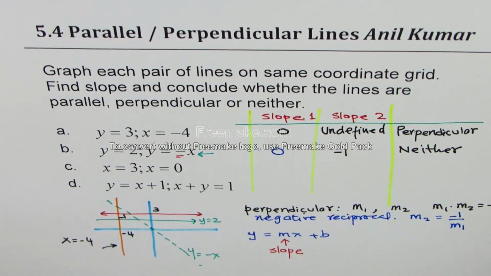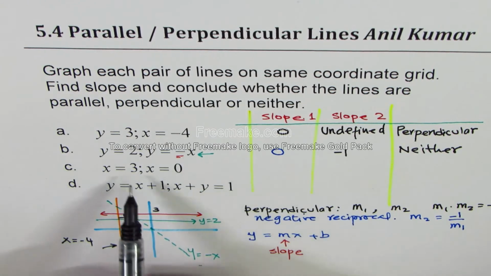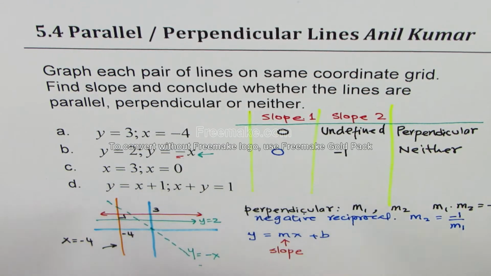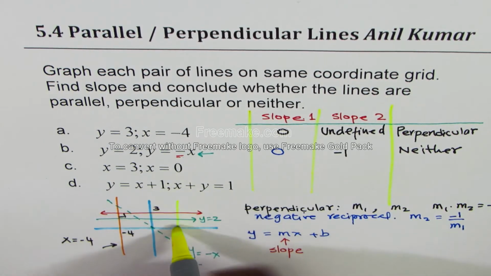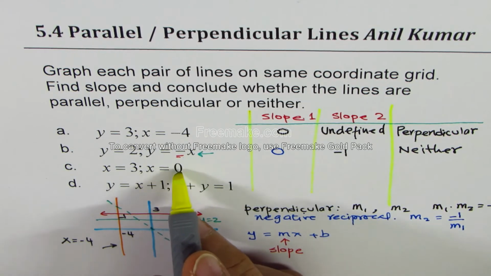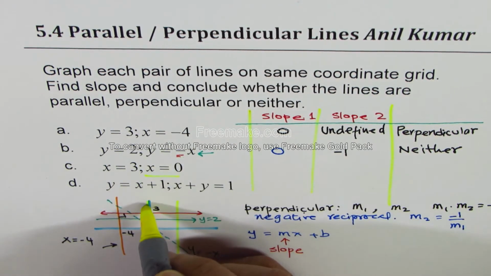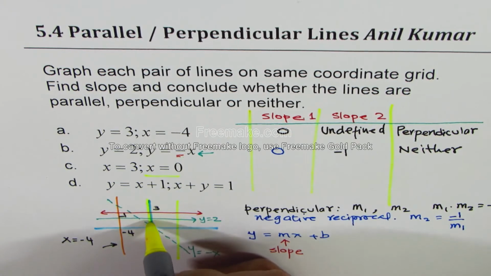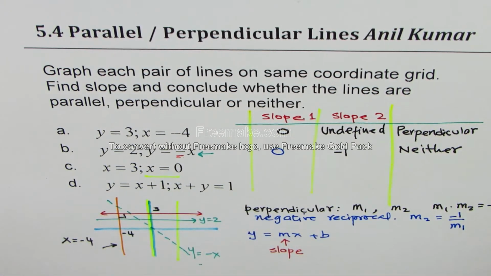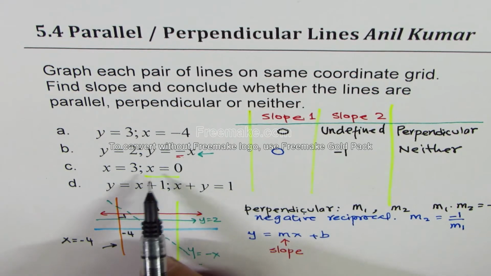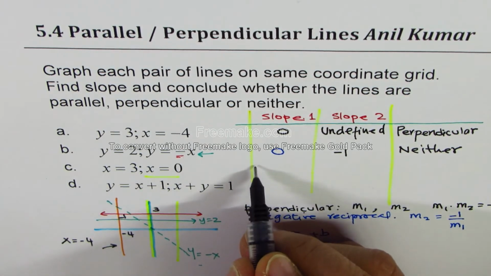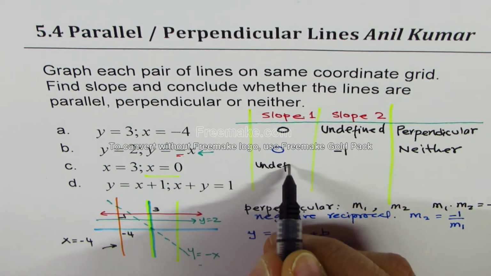Now let's look into the next example where we have x equals 3 and x equals 0. These are both vertical lines, right? If I say 3, that means a vertical line at 3. When I say x equals 0, it means the y-axis. Do you see that? Every point has x equal to 0. So x equals 0 is also the equation of the y-axis.